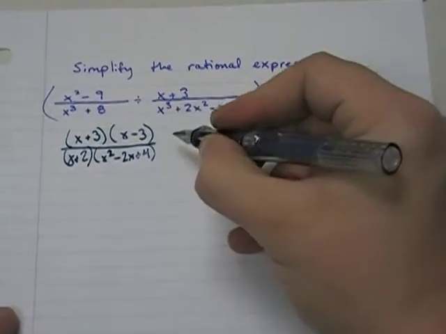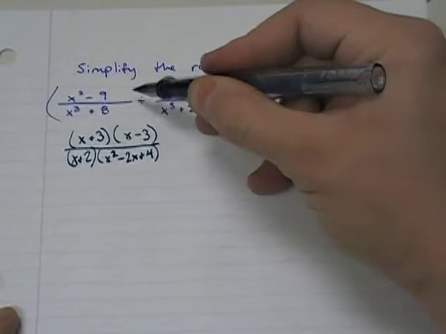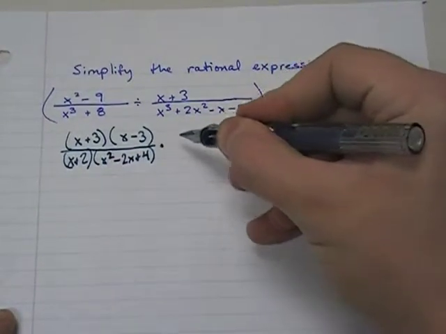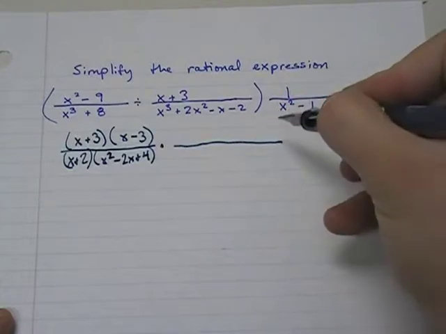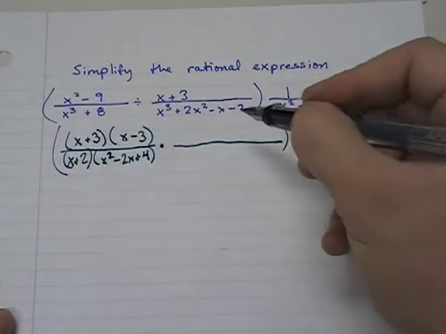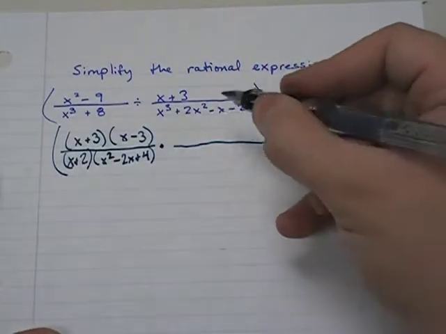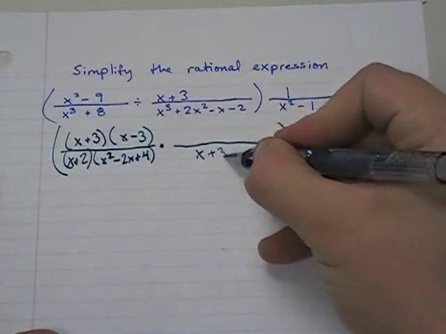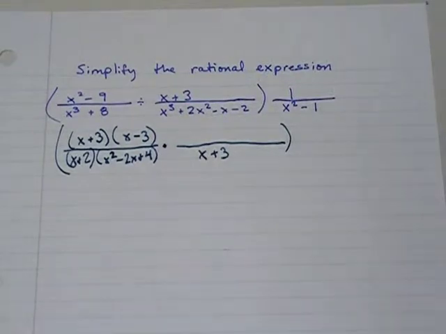Now, this division sign is the same as if I multiply by the reciprocal. So I'm going to multiply by the reciprocal. So I'm going to take this x plus 3 and put it on the bottom. And then this x cubed plus 2x squared minus x minus 2, I'm going to factor that by grouping.